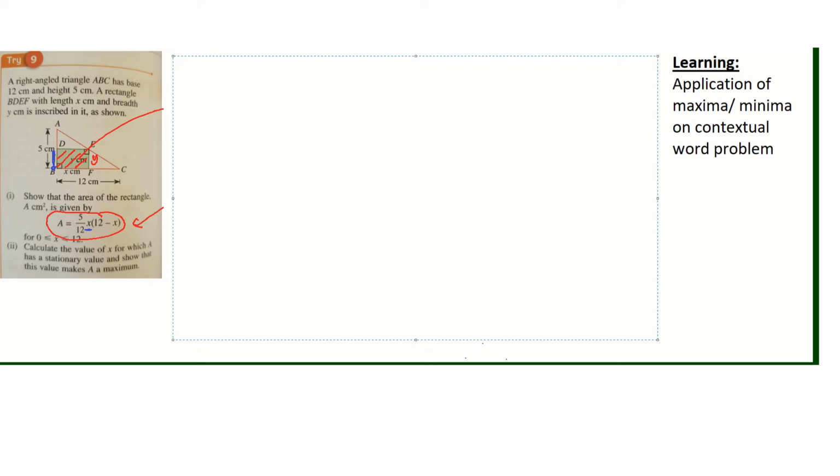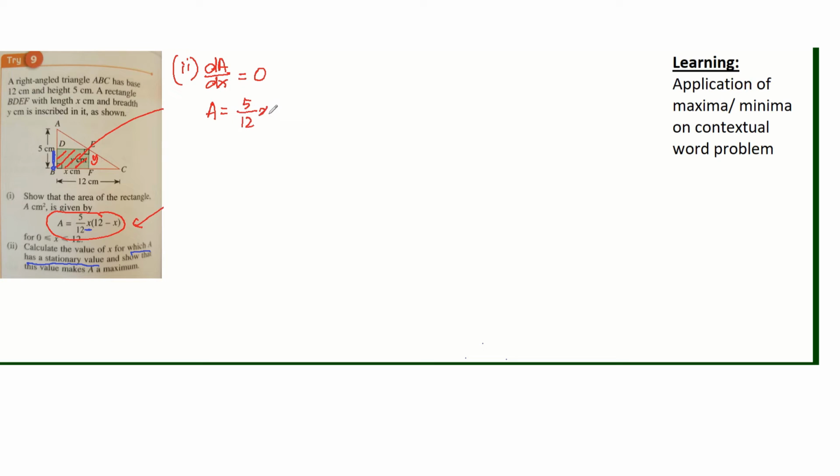Okay, so let's have a look at part 2 now, people. When you are asked to calculate the value of x for which A has a stationary value, as we have discussed earlier on, that means dA over dx has to be equal to 0. That will allow us to find the value of x. So let's go back to A, which is 5 over 12 x times 12 minus x. It makes sense for us to just consider this instead of A equals xy, for a very simple reason, because we want to find dA over dx.